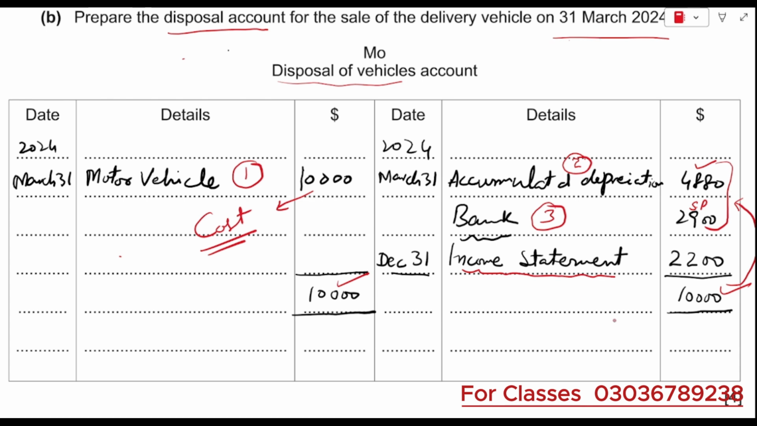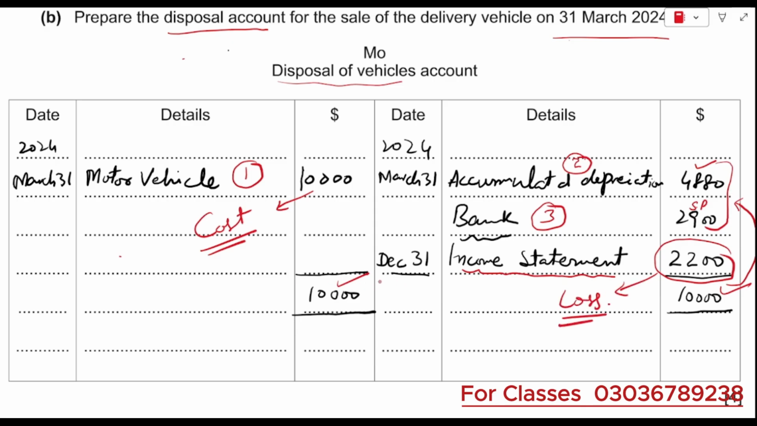Now this figure 2,200 is either profit or loss. Okay, means on selling this asset either we earn a profit or we incur a loss. How do we know whether it is a profit or loss? If income statement is coming on the debit side, it means income statement is getting debit and disposal account is credited. When income statement gets debit, it means there is a loss. Okay, here this 2,200 is a loss.